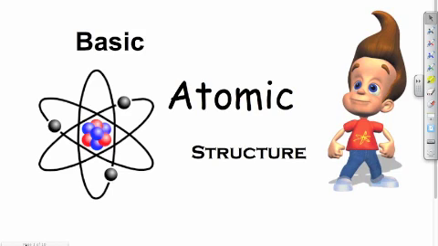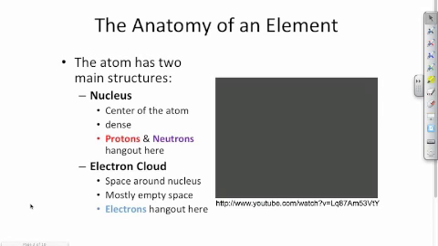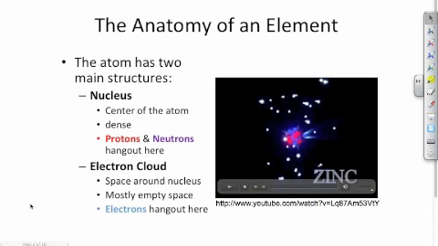Today's lesson we're learning about the atom and how it's built and why it's important to this study of science. Let's first talk about the anatomy of the element. What kind of things are inside the atom to make it what it is? The atom has two main features or structures. That is the nucleus. This is the dense spot of matter that's found in the center of the atom.